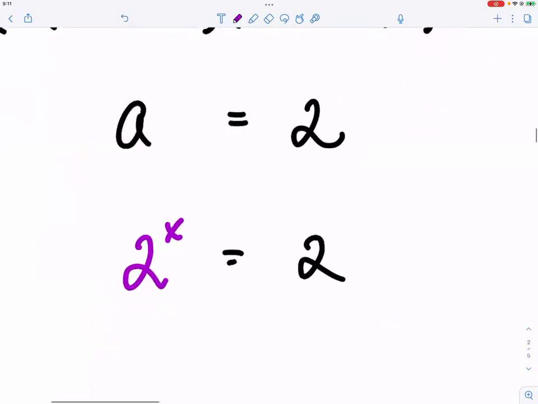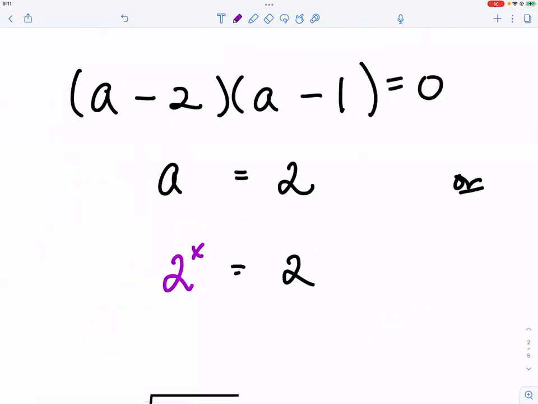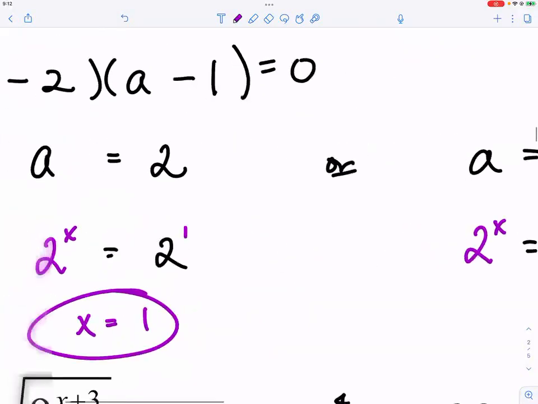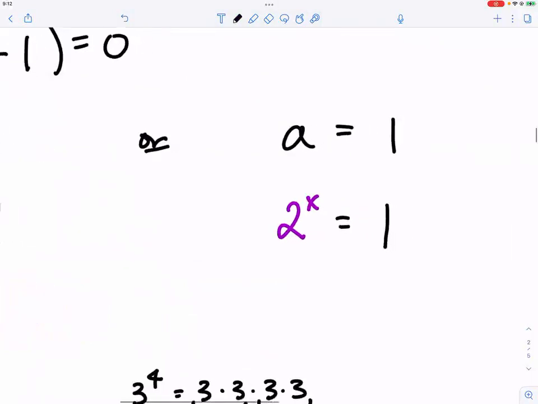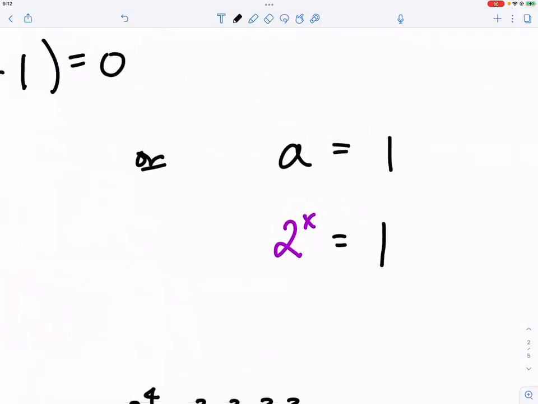So then we ask ourselves, hey, 2 to the what power? It's 2. So x equals 1, right? And then on the other side, we say, wait, hold on. I wrote this wrong. There should be a 1. So on the other side, we have a equals 1. That means 2 to the x power is equal to 1. So we ask, hey, 2 to the what power? It's 1.